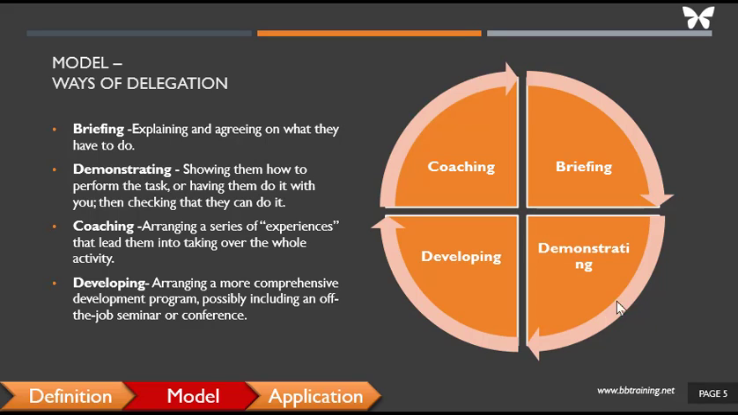So as you can see, it's kind of a cycle where you can start from demonstrating, developing, coaching, briefing, and then again, a different task which requires different skill sets, more development of your skill sets or higher proficiency of your skill sets. You would still go back to briefing and demonstrating and then developing and coaching. So this is a continuous process. As people keep learning and evolving, they keep improving.